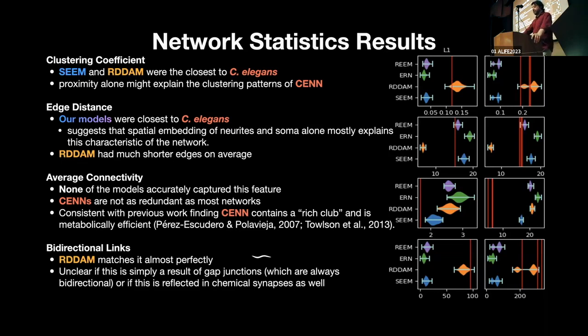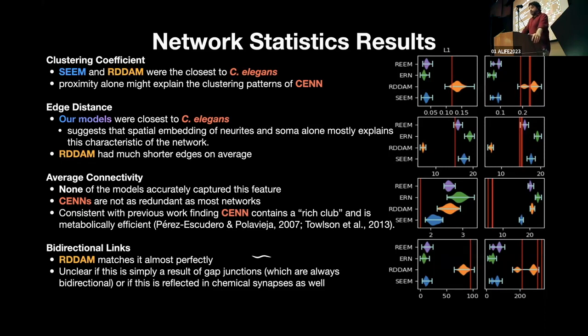Next, we looked at the average connectivity, the thing we talked about earlier about different possible paths. And that was the most interesting in that the average connectivity was very low for C. elegans, indicating that there was low redundancy in the network. None of the models got even close to it. And this is consistent with previous work finding that C. elegans might contain a rich club, making it more metabolically efficient, essentially meaning that there is a small set of nodes that are interconnected with each other and are highly connected across the whole network.